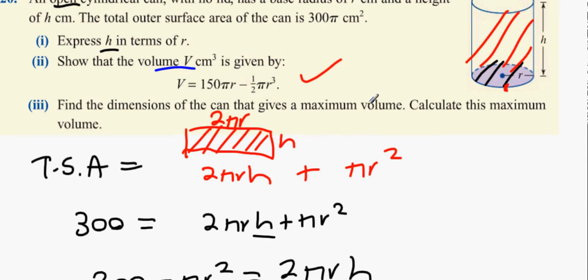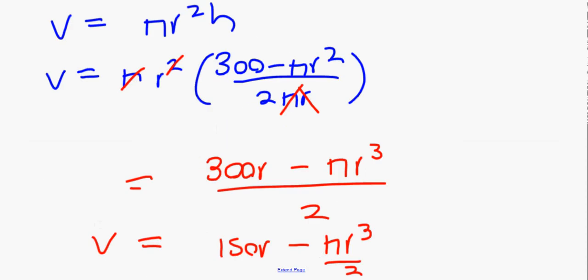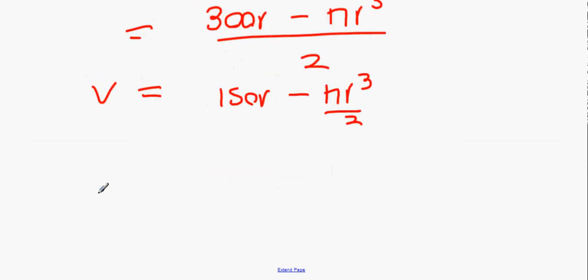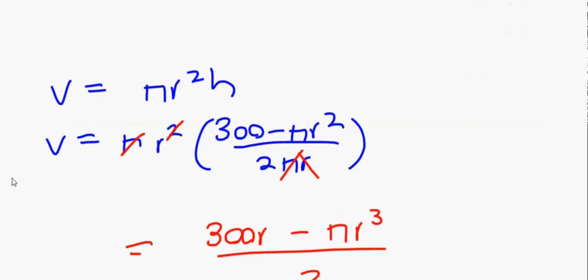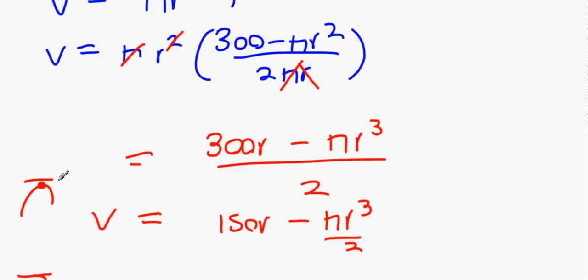Now find the dimensions of the can that gives a maximum volume, and calculate the maximum volume. So what I'm going to do here is dV/dr. dV/dr represents the rate at which the volume is changing with respect to the radius. We want the slope of this to be 0 because we're expecting a turning point, and I think the turning point we're looking for is a maximum. So we want the slope to be 0.